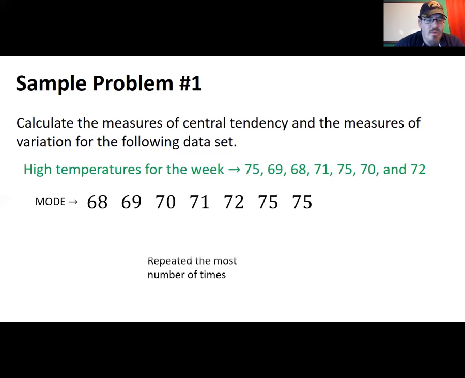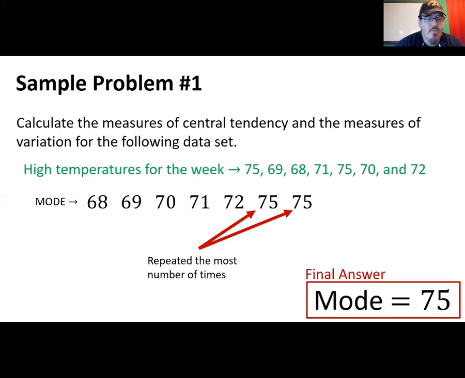So in this situation, 75 shows up twice in our list. So 75 is the mode. Okay? It's the number that's repeated most often in your list of values. Again, no calculation involved. It's just a matter of counting up and finding which one is repeated the most number of times. And there you go. That's our mode.